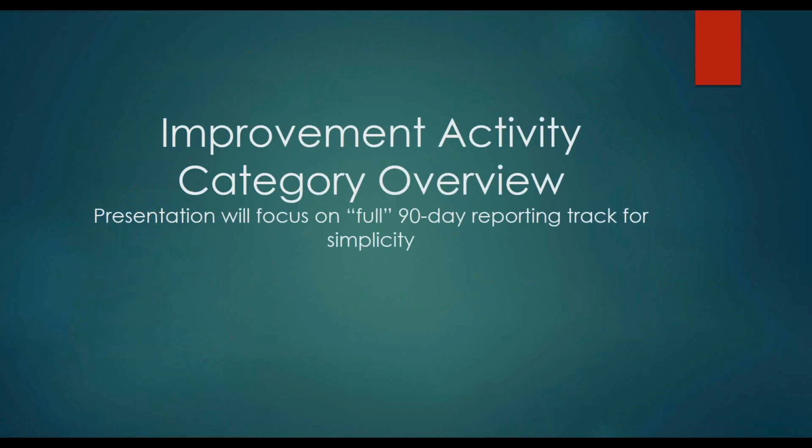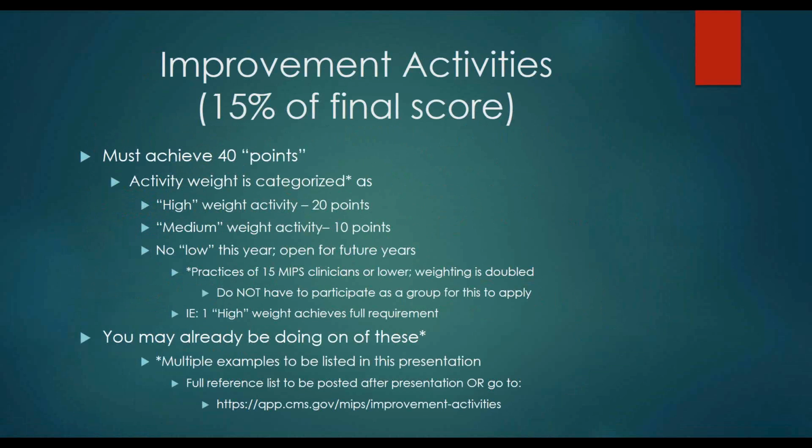So again, we're going to jump into the improvement activity category. As with the previous category deep dives, we're going to pretend that we're doing the 90-day full reporting track. It's the easiest way to illustrate the category. So the improvement activity category is 15% of your final score for the MIPS 2017 program. It's interesting how they calculate this. So basically, you have to get to 40 points to get the full improvement activity category.